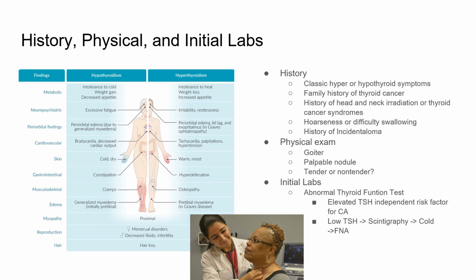Do they have a family history of thyroid cancer, or a personal history of irradiation or various thyroid cancer syndromes like MEN2? Do they have hoarseness or difficulty swallowing? Sometimes you can have that from the mass effect of the tumor itself pushing on the trachea. And then also, as I mentioned previously, that history of incidentaloma. Was something seen in other imaging that should be investigated further? Moving on to the physical exam, you might see a goiter.